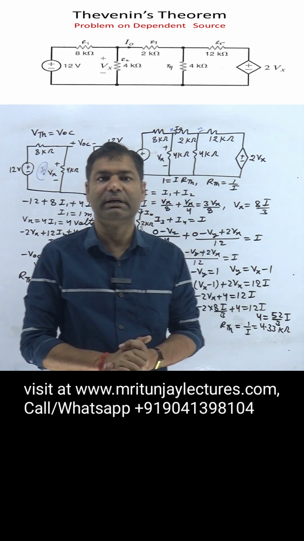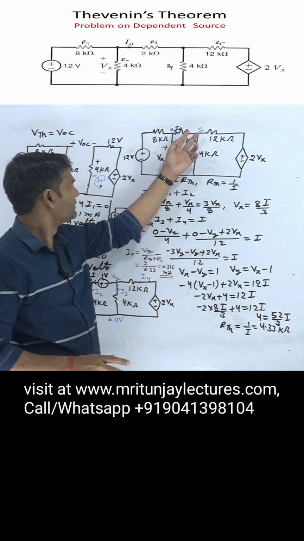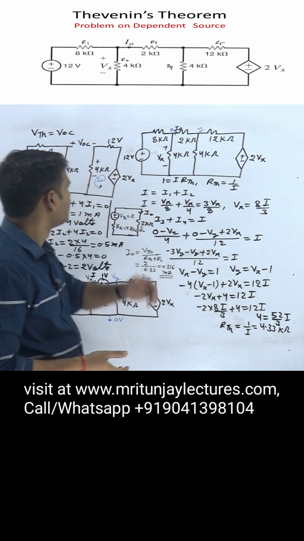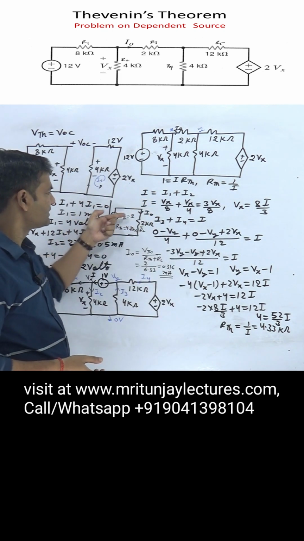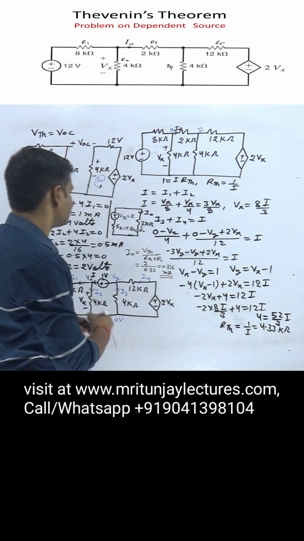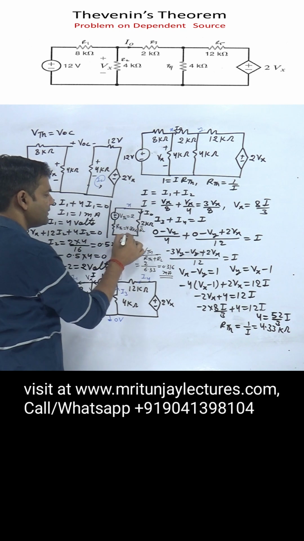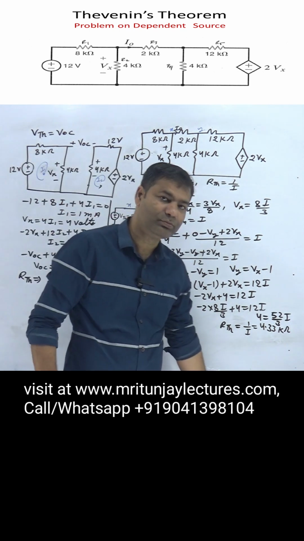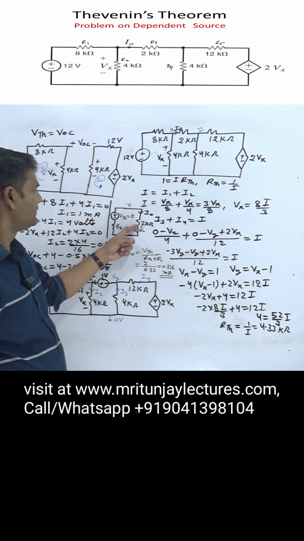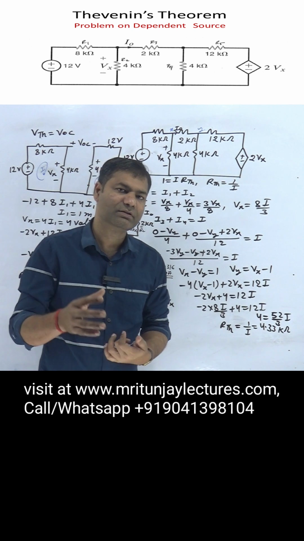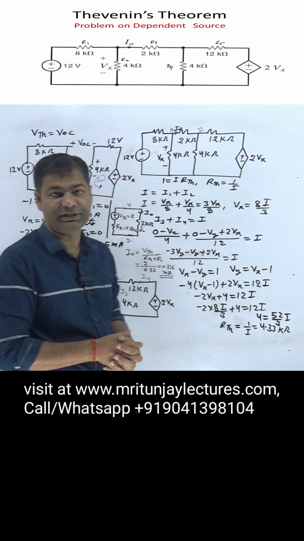So first of all, this whole circuit is converted into its Thevenin equivalent, VTH and RTH, corresponding to the XY terminal. After that, the load resistance, that 2 kilo ohm, is added here and we determine I naught. Very simple. So first of all, we determine VTH.